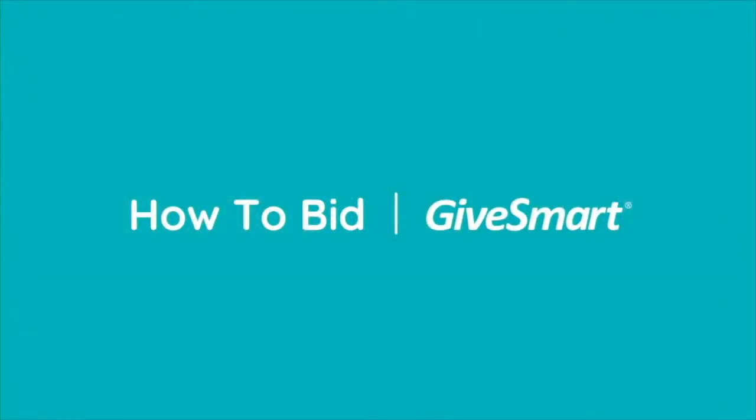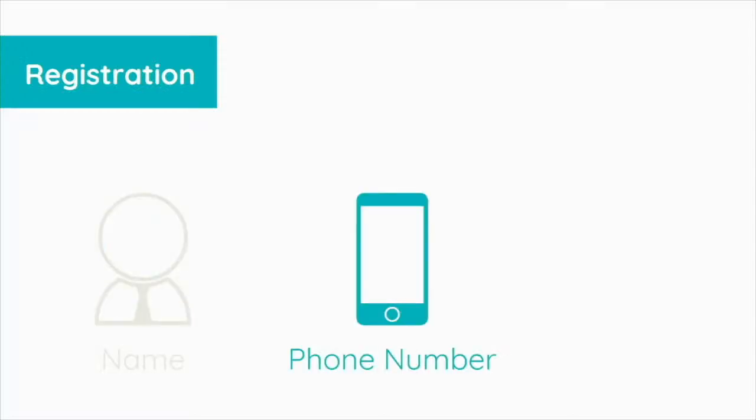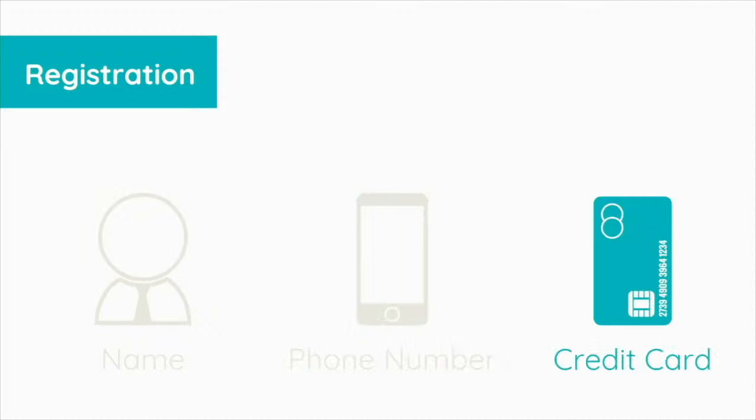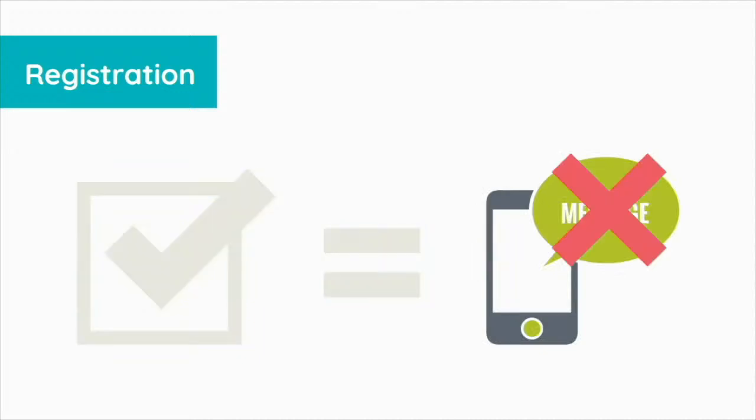How to bid with Gibsmart. In order to get started, you will need to register with Gibsmart. You'll be asked to provide your name, cell phone, and you may have the option to pre-swipe a credit card in order to expedite checkout. Once you have registered, you will receive a welcome text message which includes your personal bidding link. Be sure not to share this link with anyone else, as it is directly tied to your account.